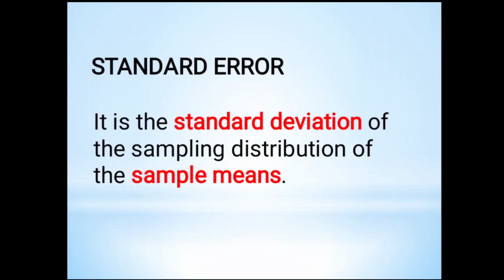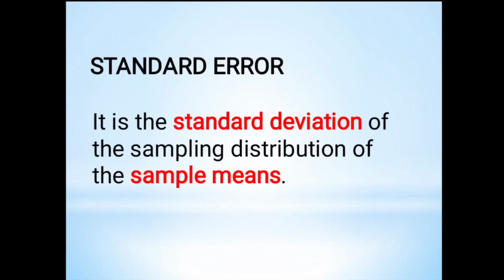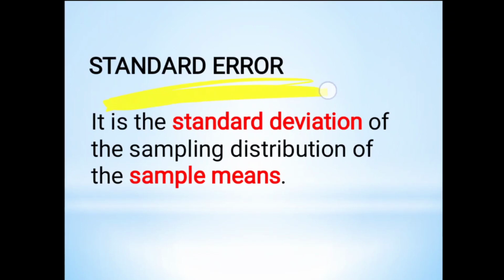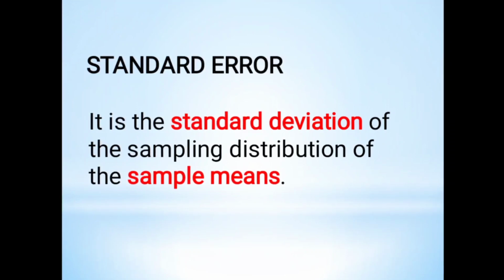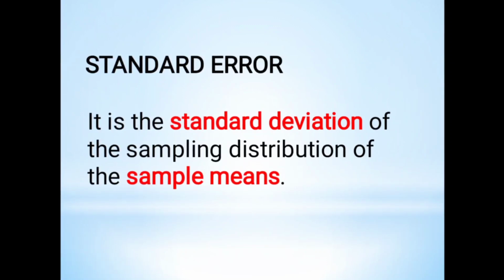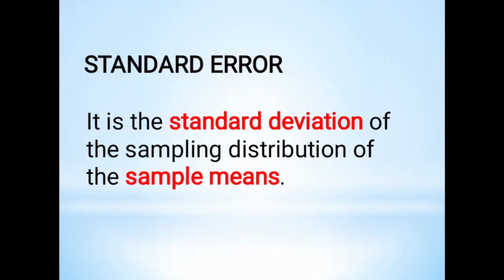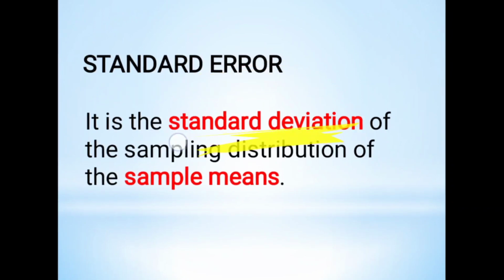The central limit theorem is just a concept, which we will connect to the standard error. The standard error is also the standard deviation of the sampling distribution of the sample means. Last time we discussed the variance of the sampling distribution. If we find the square root of that variance, that is what we call the standard error, since the square root of variance is the standard deviation.